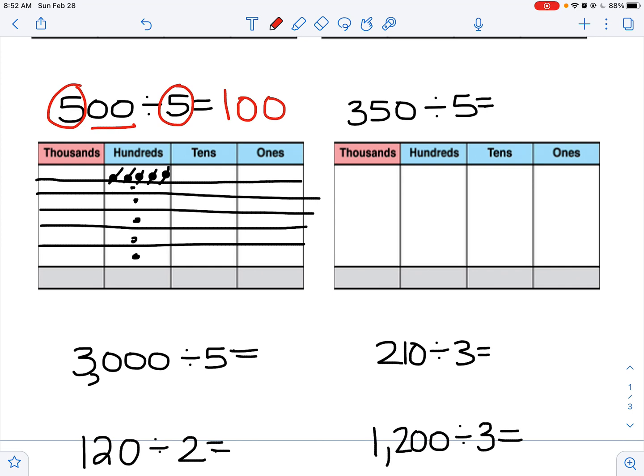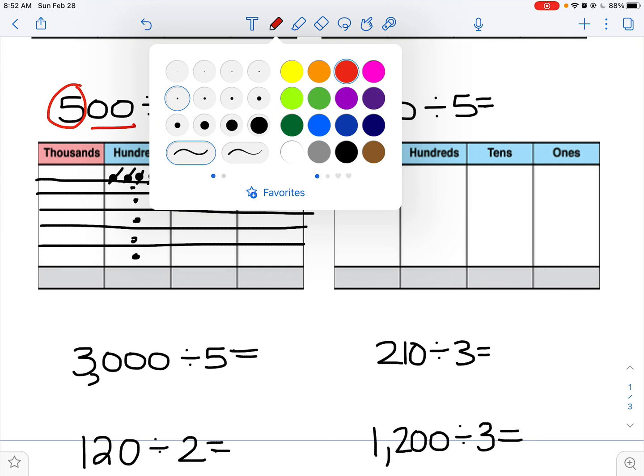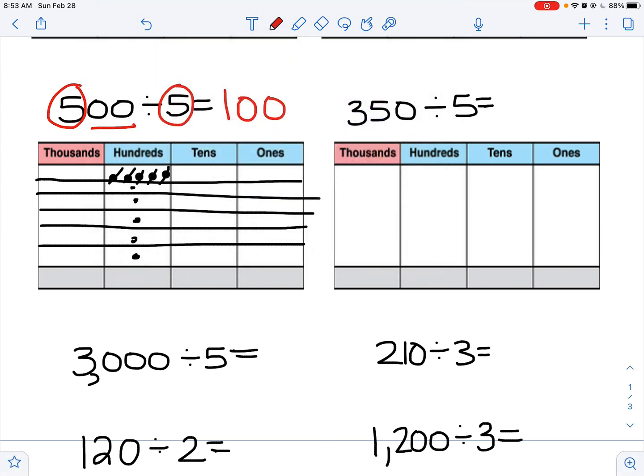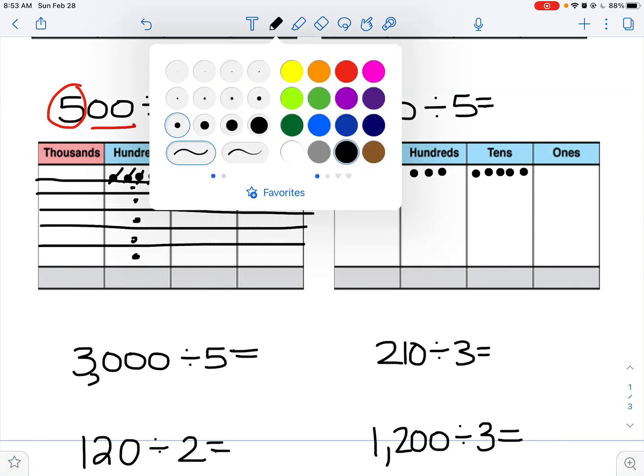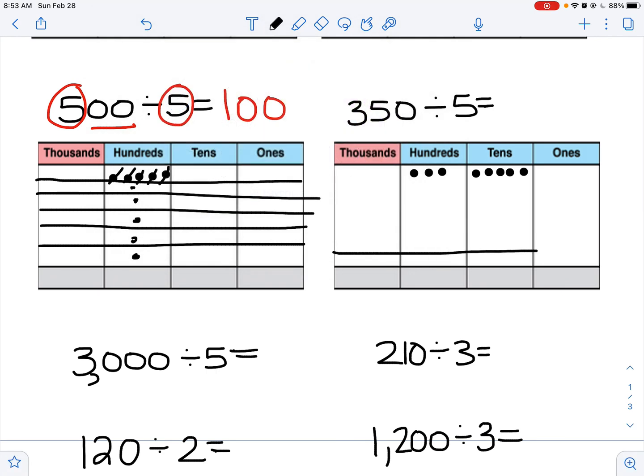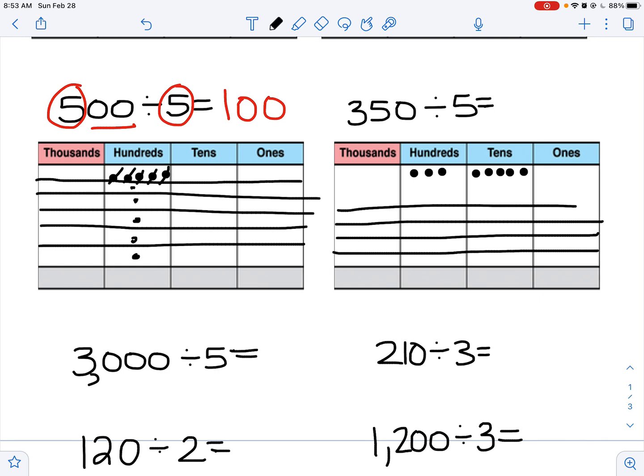Looking at the next one, this is where things get a little bit tricky. We have 350 divided by 5. Well, let's show this on the place value chart. I've got 3 hundreds, 5 tens, and 0 ones. We're dividing it into 5 groups, right? I'm going to make these a little smaller. 1, 2, 3, 4, 5. Now you'll see I don't have enough hundreds, right?